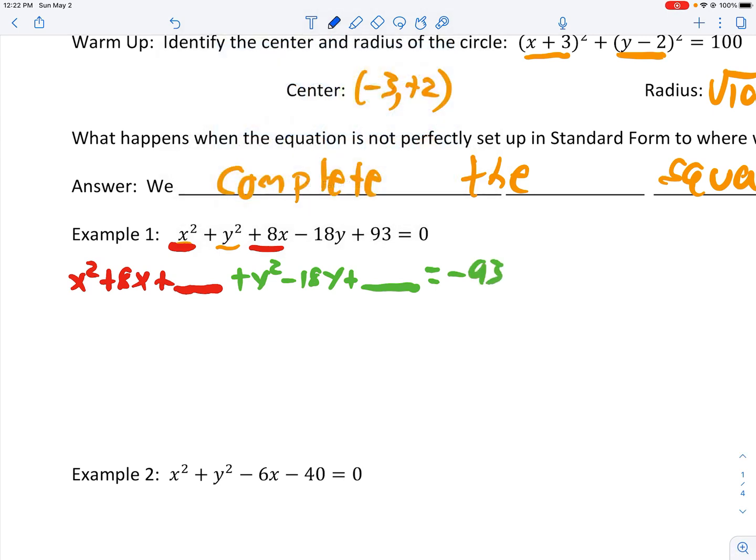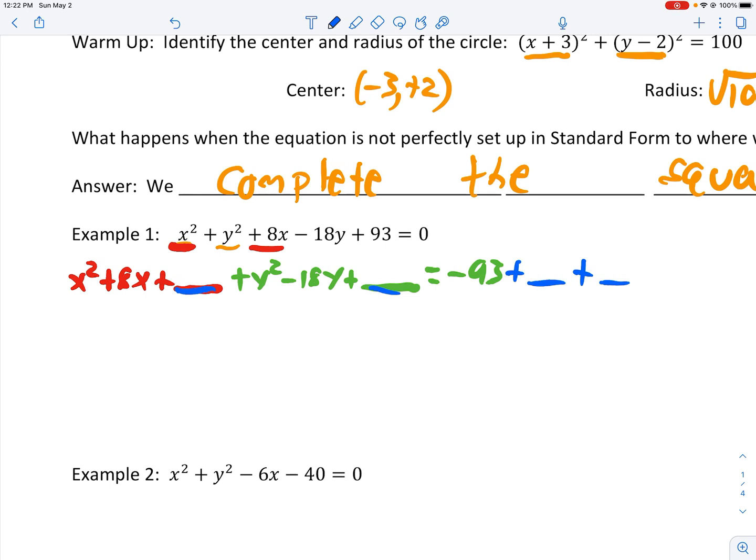And notice I'm adding two numbers to the left, so I have to add two numbers to the right. So this is how you set it up. Group your x's together, leave space for the new number. Group your y's, leave space for the new number, move your constants over to the other side, and if you're adding two numbers to the left, you have to add two numbers to the right.